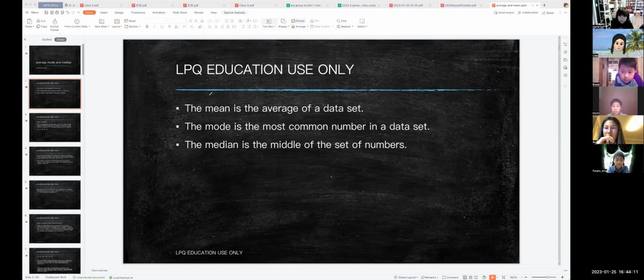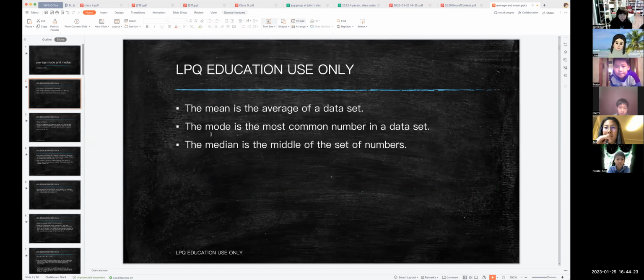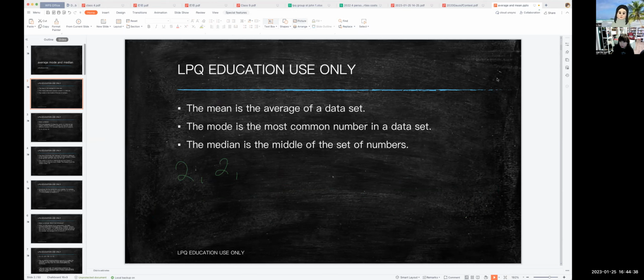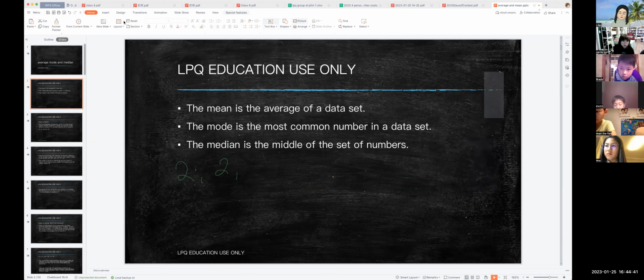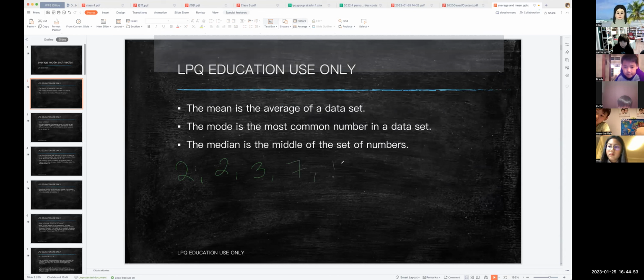Now let's take a look at mode. Sorry, I'm just going to explain one by one. So what is mode? Emma, can you give me 2 numbers, same numbers? 2, 2. Okay. Athene, can you give me one number? 3. Very good. Brandy, can you give me 2 numbers? 7, 1. Okay, very good.